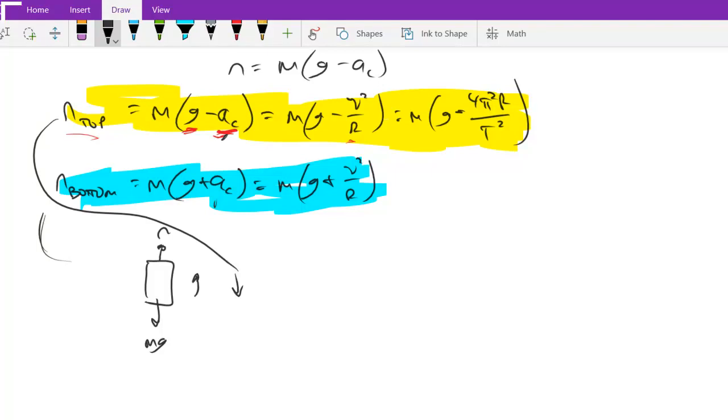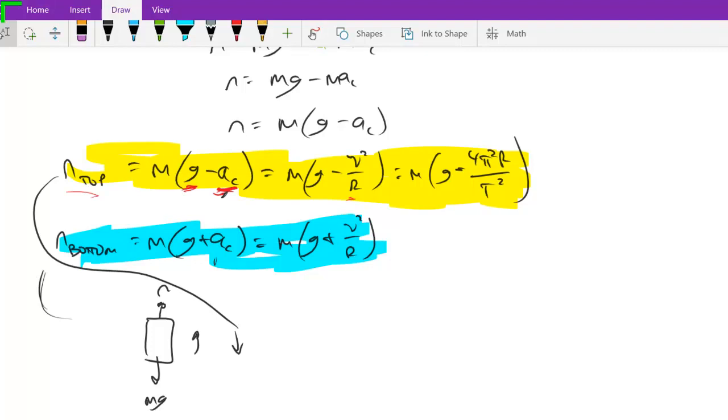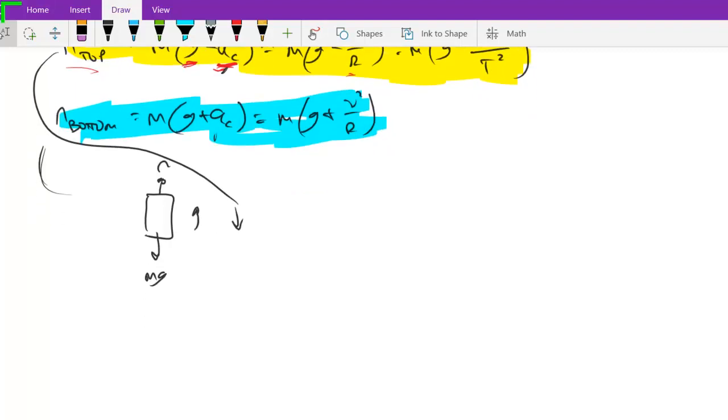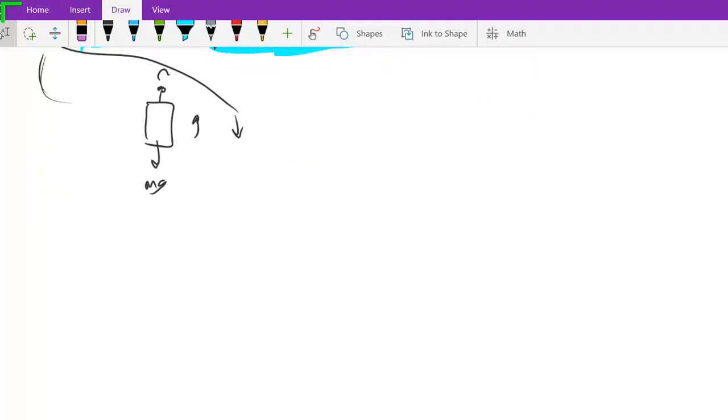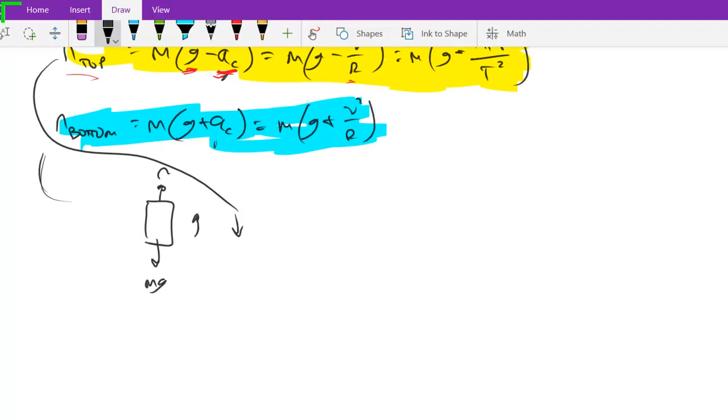And it doesn't have to necessarily just be like a Ferris wheel. We can also have maybe a rock at the end of a string, in which case we have tension pulling down like this and tension pulling up like that, and the tension at the top is going to be m times g minus AC, and the tension at the bottom is going to be m times g plus AC.